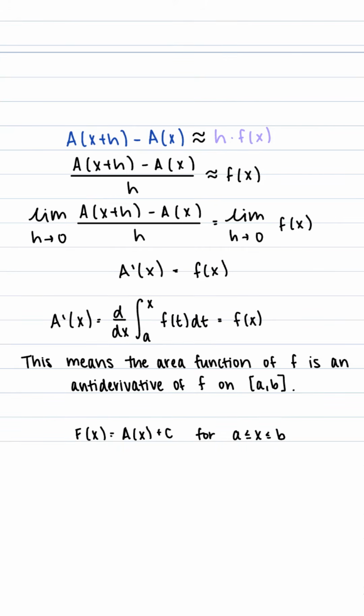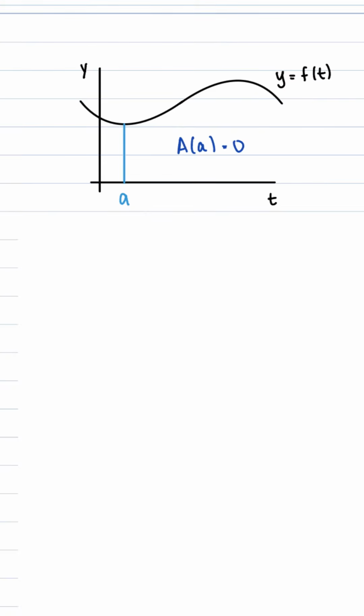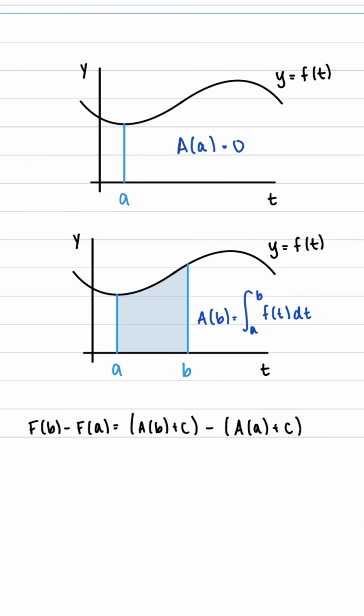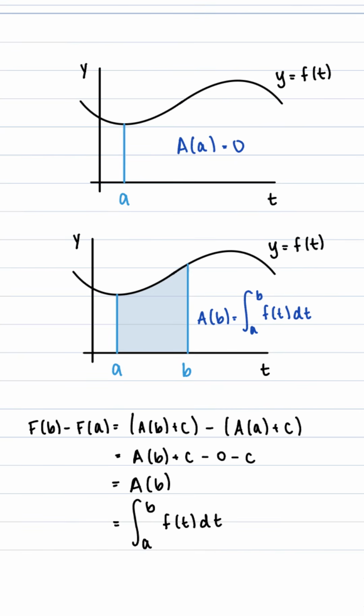Now remember, when we take the antiderivative, we do have a constant of integration. So here if we do F of b minus F of a, we have to replace our x values as b and a. Now remember, the area function of a is just going to be a single point, right? And so this area is going to be equal to 0. Now the area function of b is going to be this area right here. So when we plug this in, we get A of b plus c minus 0 minus c. So the constant of integration cancels out, and we're just left with the integral from a to b of f of t dt. And this leaves us with our theorem.